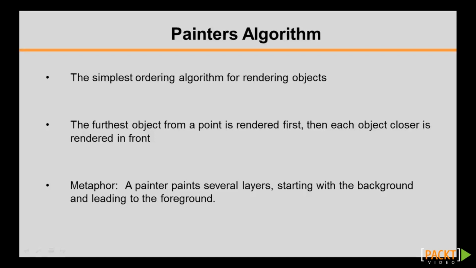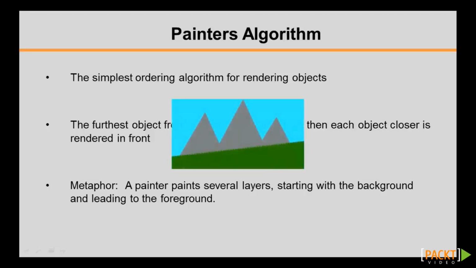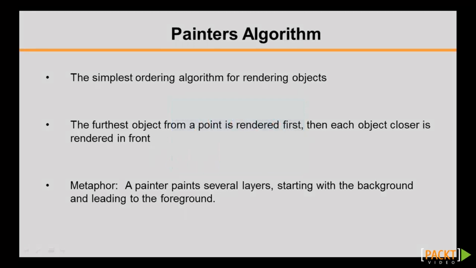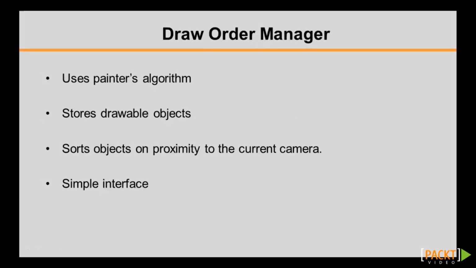The reason it is called the painter's algorithm is due to how you draw things. Normally, a painter would paint a foundation or background layer first, then paint each layer on top of that. The algorithm does just that. It displays the furthest object in the scene first, then renders each closer object until the closest object has been drawn. For our Draw Order Manager, we will be using this technique exclusively, since it is the easiest to implement.